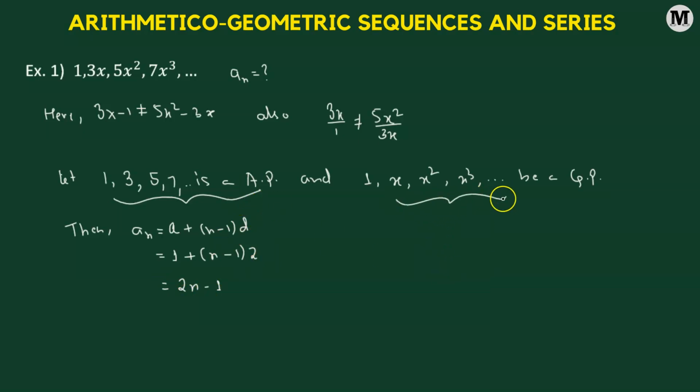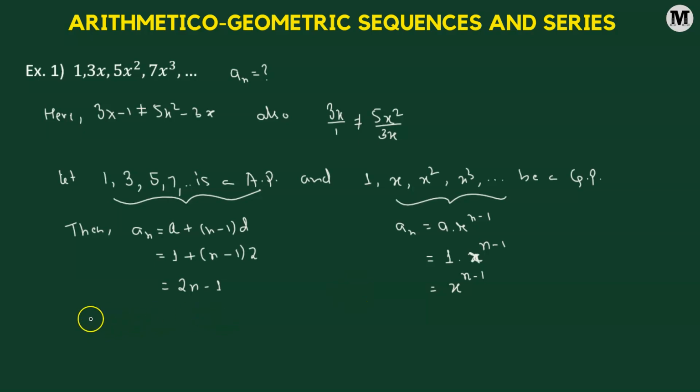And if we consider the geometric progression, the nth term is given by a multiplied by r raised to the power of n minus 1. So that will be equal to the first term, 1, multiplied by the common ratio r raised to the power of n minus 1. The common ratio is x, so that's x raised to the power of n minus 1.